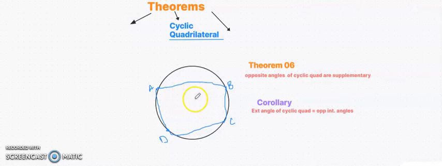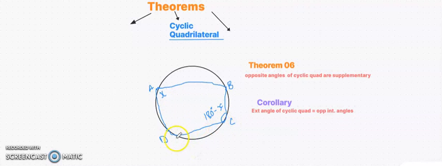as a cyclic quadrilateral. So the first theorem, theorem 6 on cyclic quadrilateral, says the opposite angles of a cyclic quadrilateral are supplementary. That is, they add up to 180 degrees. So if the size of this angle is x, then the size of the opposite angle is going to be 180 degrees minus x. So the opposite angles of a cyclic quadrilateral are supplementary.